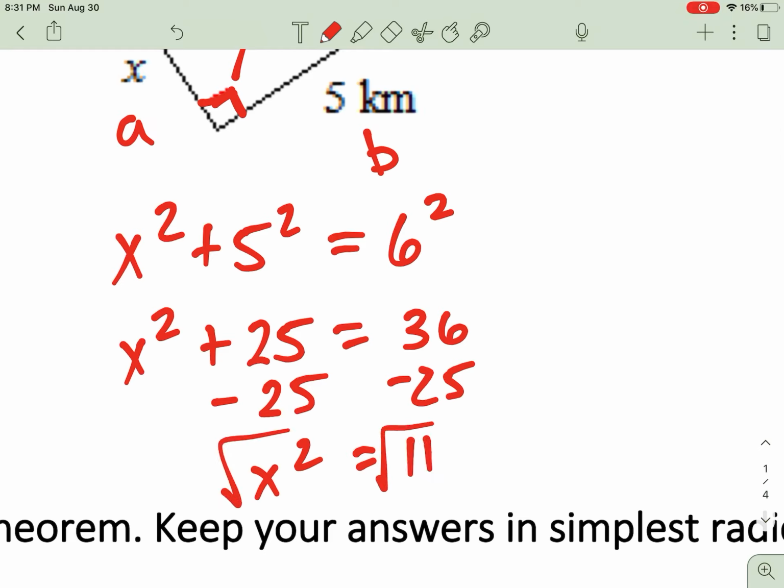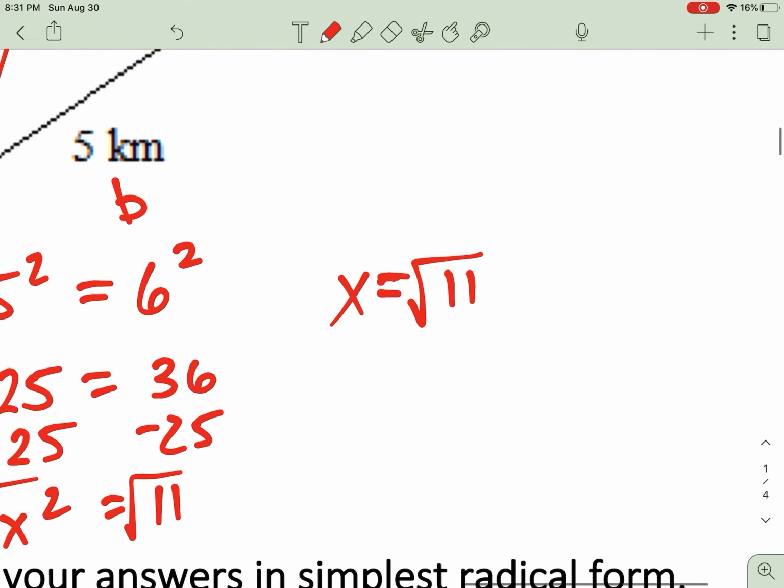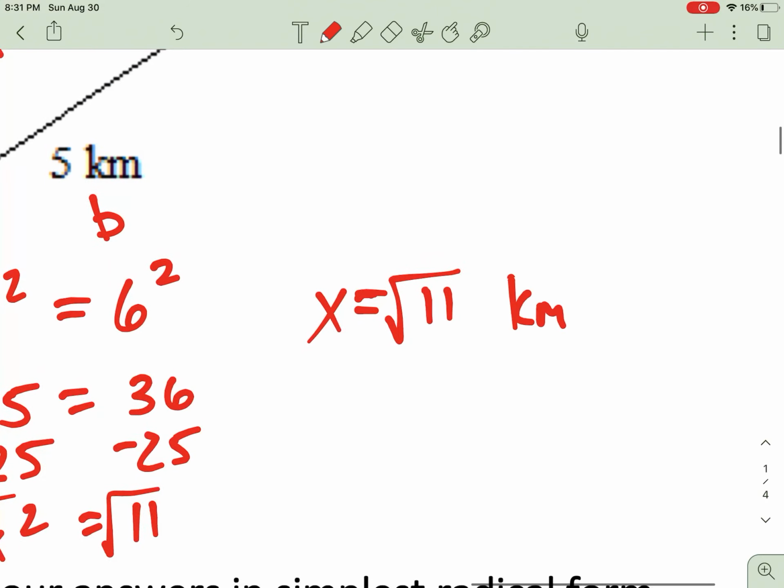So take the square roots. Well, there is no perfect square that goes into 11. So the correct answer here would be the square root of 11 kilometers. And again, this would be a decimal, but we can just leave it as a simplified radical.